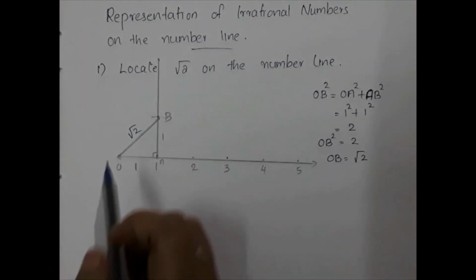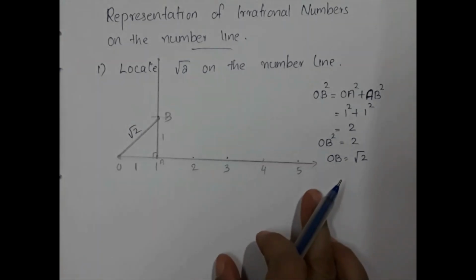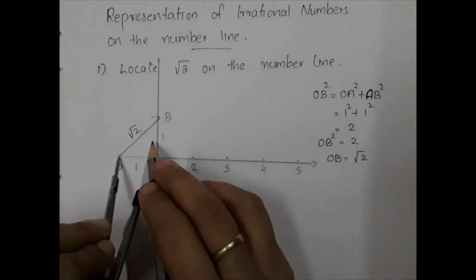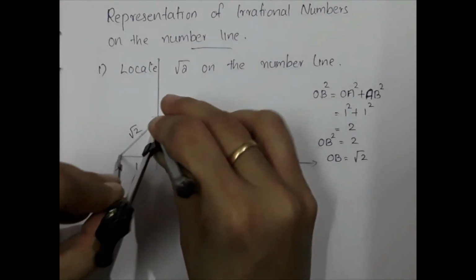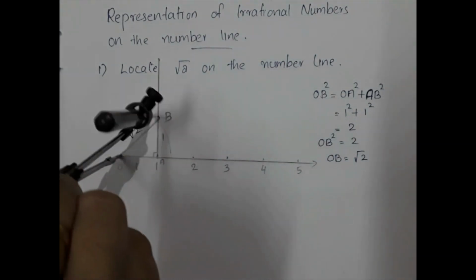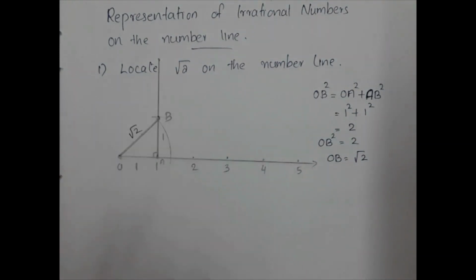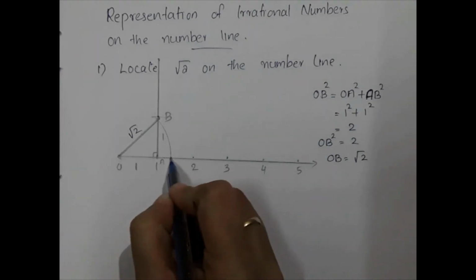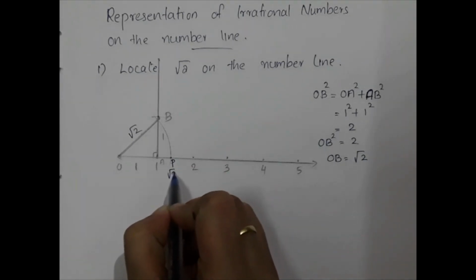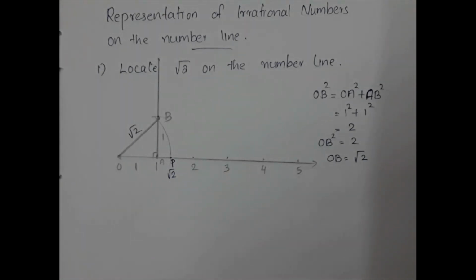So this much unit, that is OB, is root 2. But that is not on the number line. This is our number line, is it? You have to represent this on our number line. For that purpose, take OB as a radius and cut here. The point that touches the number line, I mark as P, and that P is our root 2.